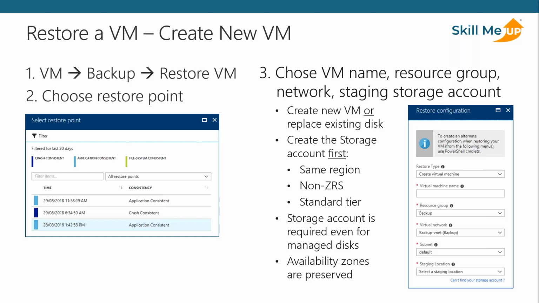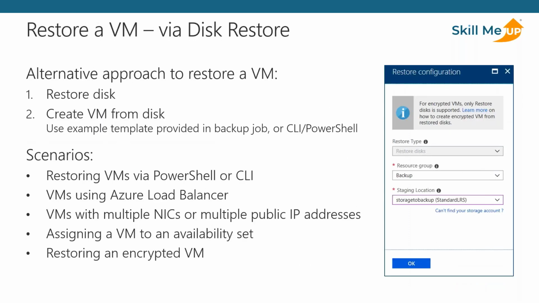And this all works, so your basic scenario for a basic VM, you can just restore the VM like this, easy peasy. The next option is to restore a VM via what's called a disk restore, where Azure Backup will just create the disk for you, nothing else. And then you manually go and create a VM that uses that disk or those disks yourself.